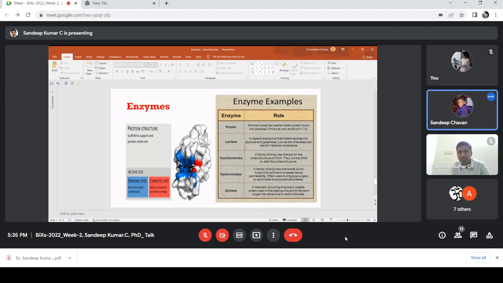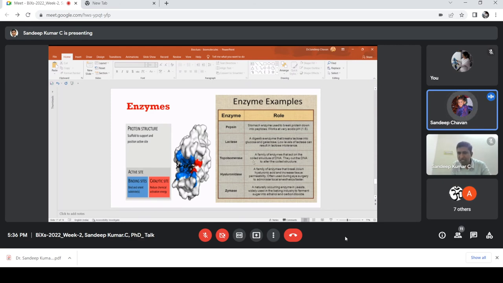in the cell. Pepsin in the stomach is used to break proteins into peptides, and this particular enzyme has the capability of working at very low pH. Then we have lactase, which is capable of breaking down lactose, and if we have low levels of this particular enzyme in the body, we will suffer from lactose intolerance.